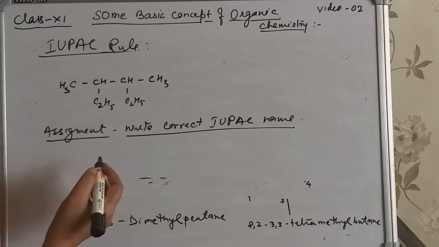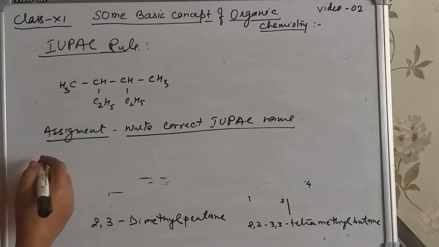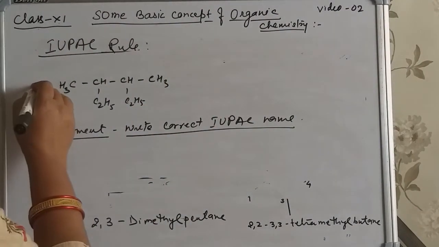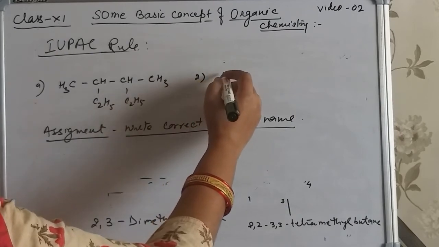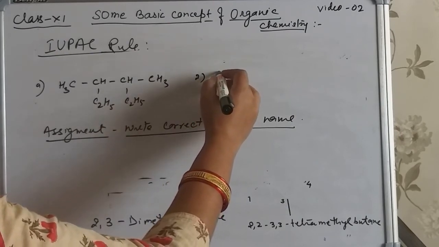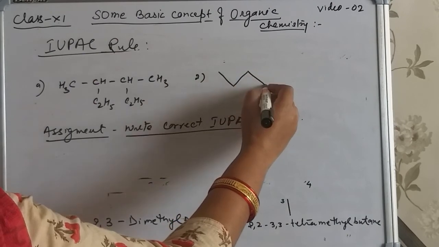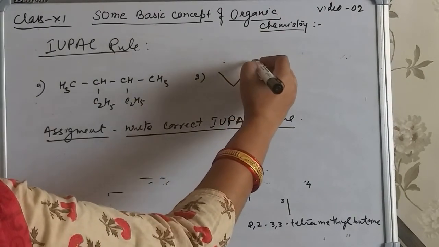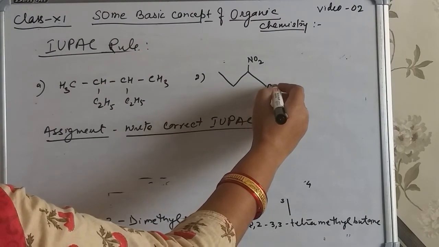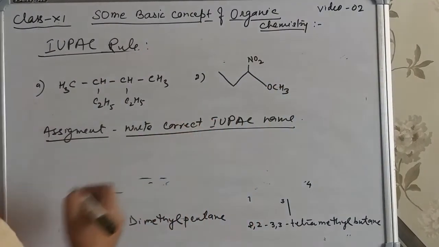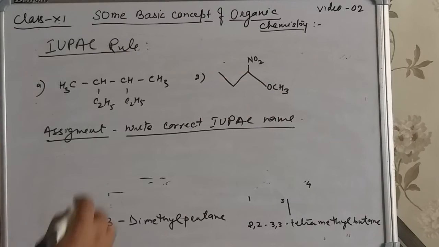This one, and the next one will be, suppose, there is NO2 and OCH3. So write the correct name of these two molecules.